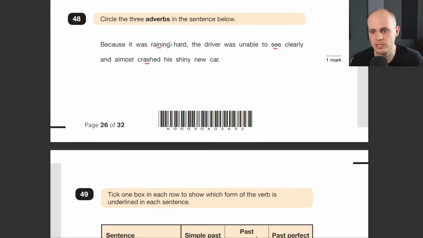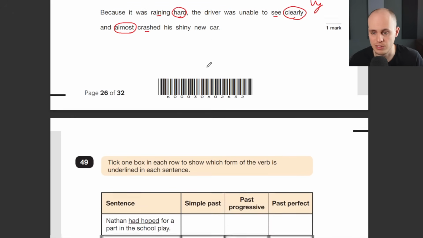Okay, how or when was it raining? Well, it was raining hard. There's your first one. How or when could they see? Well, they could see clearly. That's how they could see. How or when did they crash? They almost crashed. All right. So those words all modify the verbs. 2 of them are after the verb. 1 of them is before the verb. But they're all adverbs. So adverbs don't always end in ly like this one. Sometimes they don't. And that's often why these questions are hard.